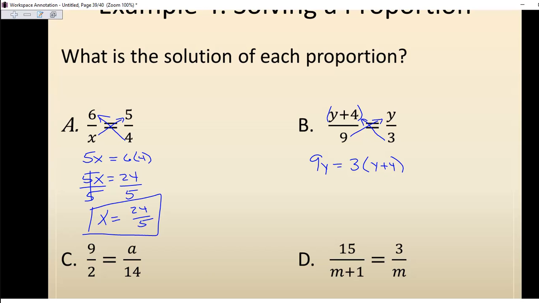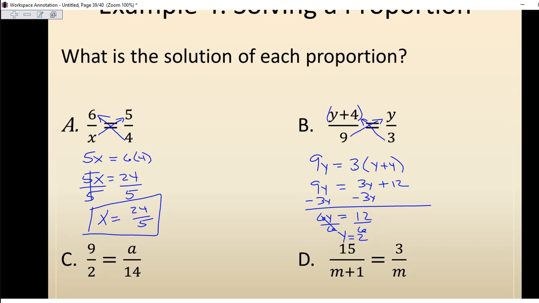The way we can do this is by distributing it through here. So 3 times y is 3y. 3 times 4 is 12. And now we bring down the 9y. So we subtract 3y. And that gives us 6y is equal to 12. Divide by 6, and that leaves us with y is equal to 2. So if we put 2 plus 4, that gives us 6. 6 over 9 reduces to 2 over 3.